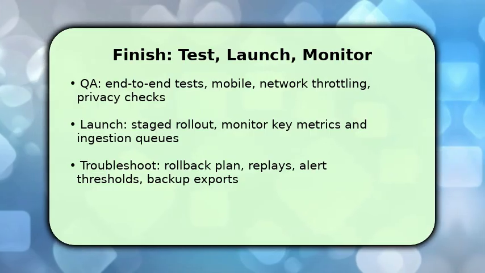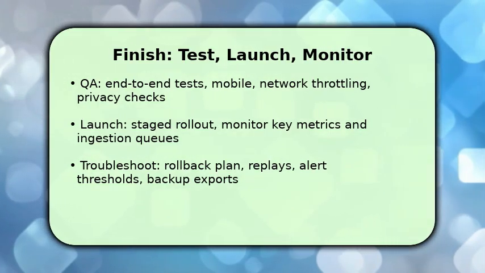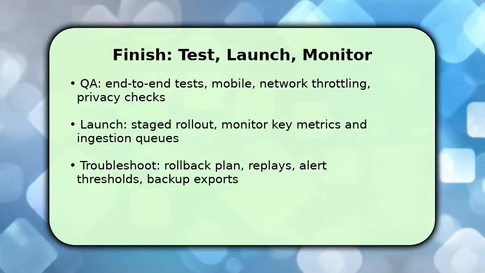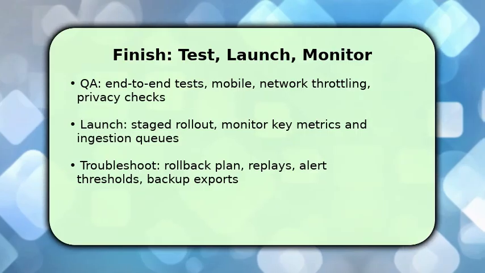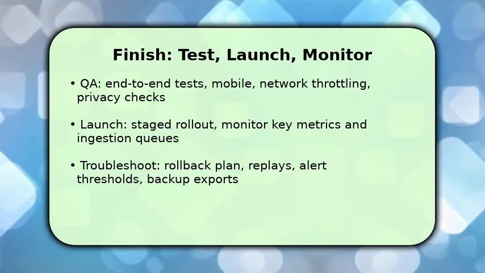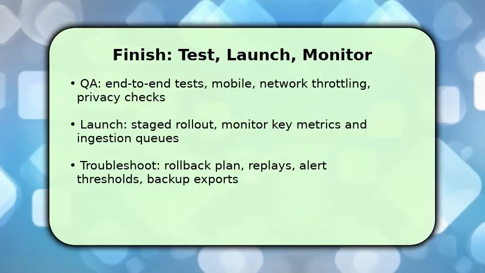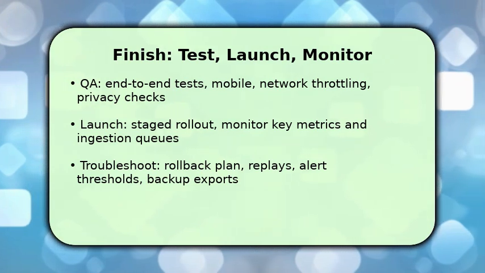Once tests pass, roll out in stages while monitoring ingestion queues, error rates, and conversion metrics in real time. Make sure alerting is configured for sudden drops or spikes. If something fails, use your rollback plan. Replay queued events from backups, apply fixes, and validate corrected records. This minimizes customer impact and preserves trust after an incident.